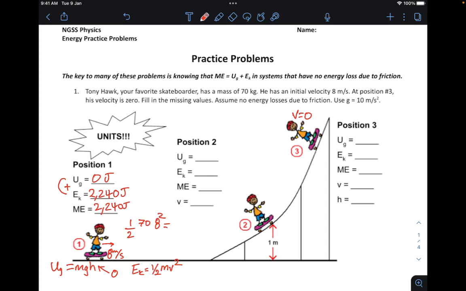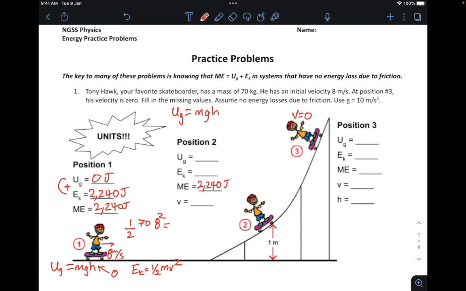Well, now he's been going 8 meters per second. He's going up this ramp, so I'm expecting he'd slow down. But the information they're giving us is it's 1 meter high. So I think we can figure out our gravitational potential energy. But also, since there's no losses to friction, I know the mechanical energy is 2,240 joules.